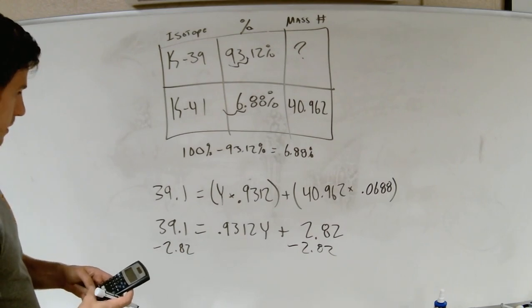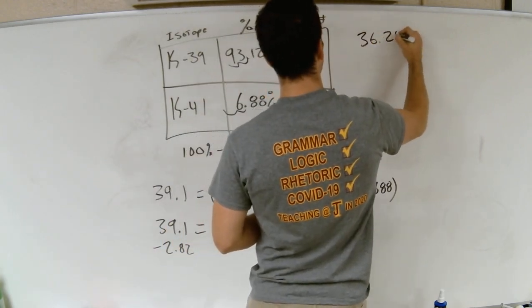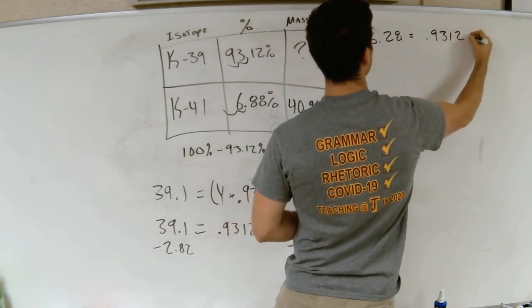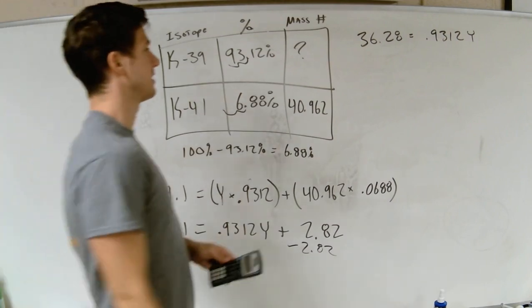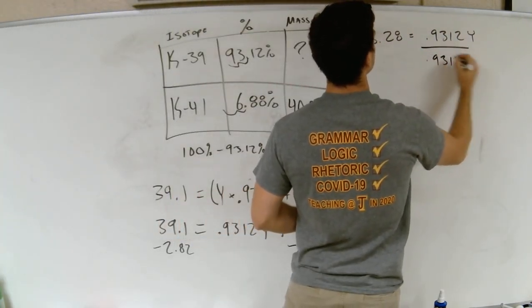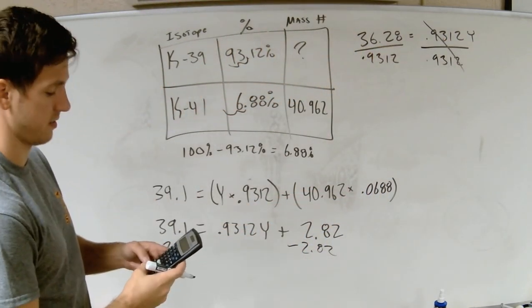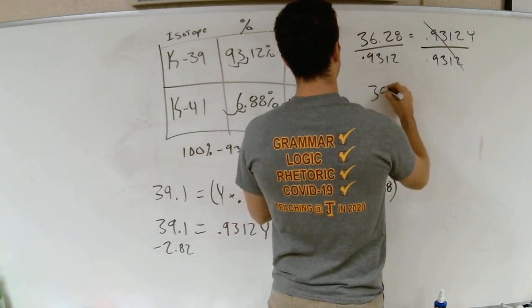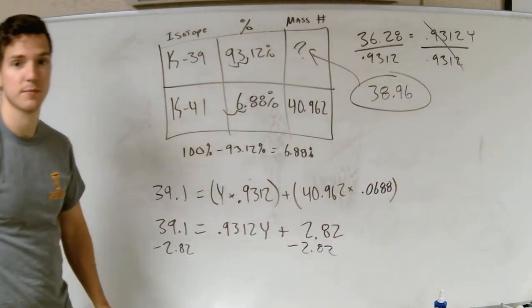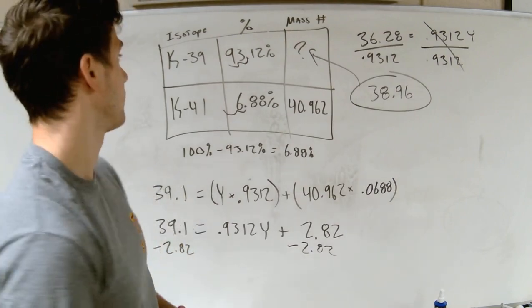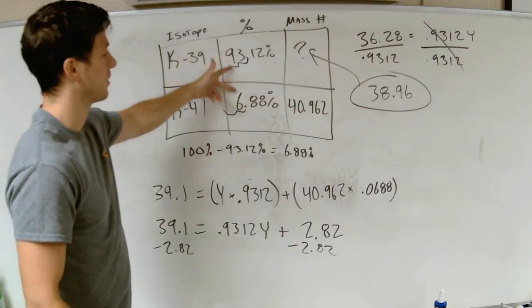So 39.1 minus 2.82 equals 36.28. I'm going to move it over here. Equals 0.9312y. Okay. So I've subtracted those, got 36.28. Divide by 0.9312. Divide by 0.9312. And you should get a mass number of 38.96. So that is our mass number. Okay? Again, pretty much just a plug and chug calculation. Remember to move those decimal places to the left when you're dealing with changing percent back to decimal.